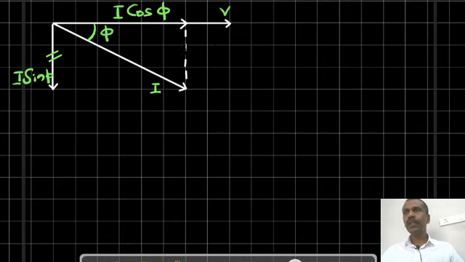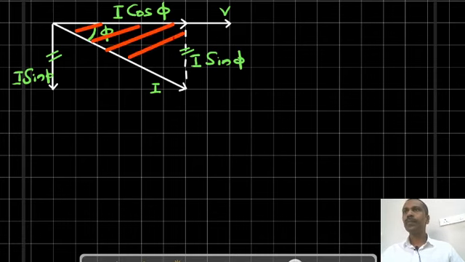As you know, these two sides are equal. So this side is also equal to I sin phi. Now we look at the sides of this triangle. The hypotenuse is I, and the two sides of this triangle are I cos phi and I sin phi. Let me draw this triangle separately.